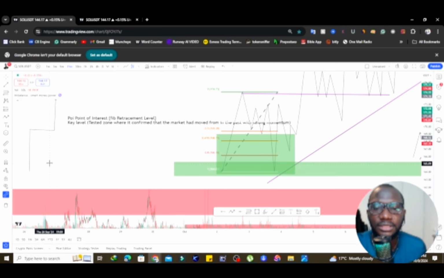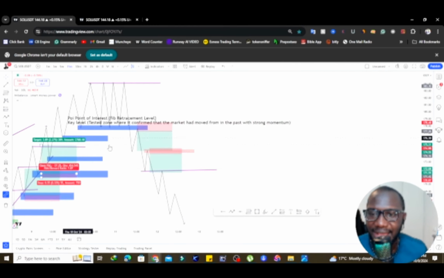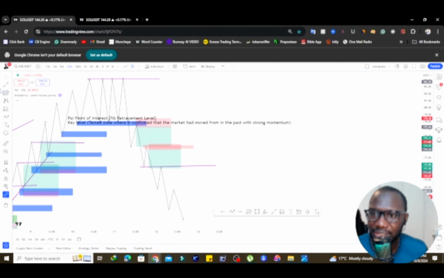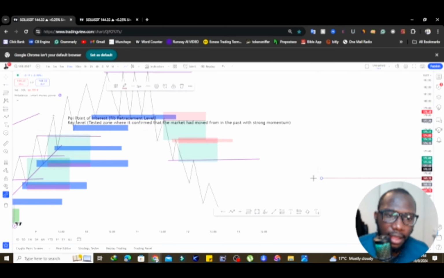But basically, the point I'm trying to make to you is the market must not necessarily move like this, making a higher low clearly, you understand? So it could move higher. It could move like higher.